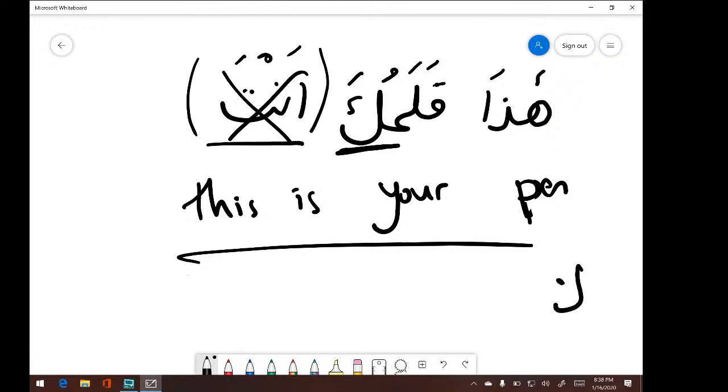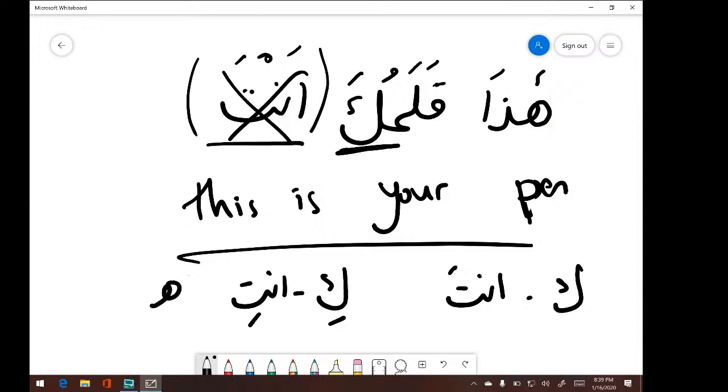So ka matches with anta, because you, and then ki would match with anti. There you go. And then huwa would match with hu. And then hiya would match with ha. And so on and so forth.